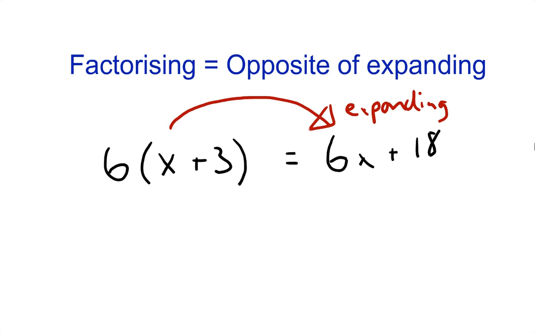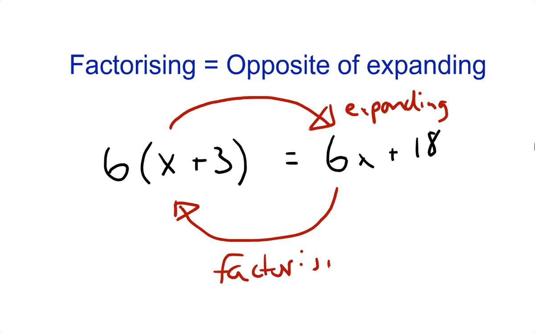But if I want to go from here back to here, where I've put the brackets in, that's called factorising or factoring. Now, you'll notice that it's called factoring because it's got the word factor in, because what we have here is we've taken a factor of the 6 and the 18 out. But we'll come on to that in a little bit.